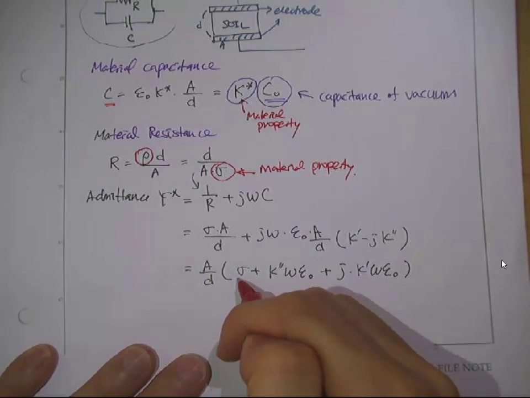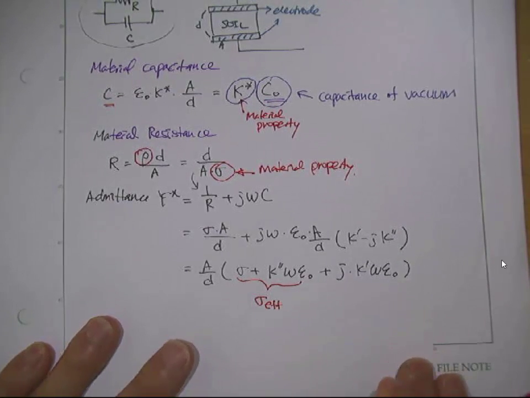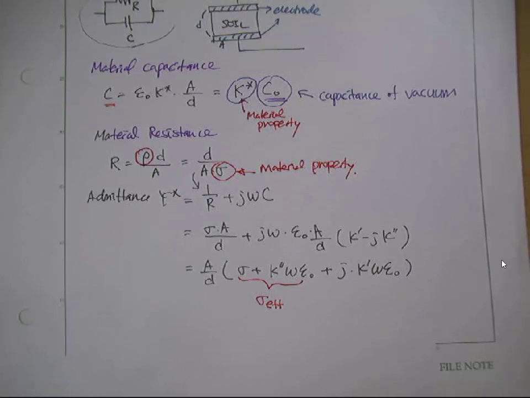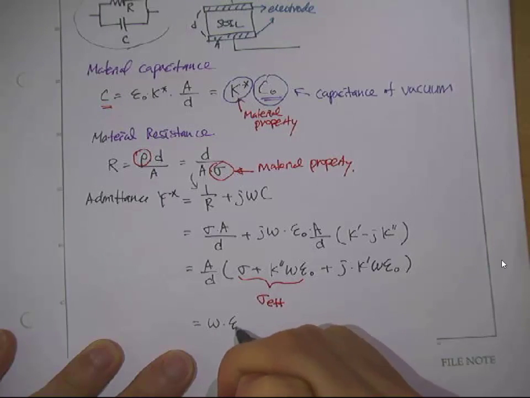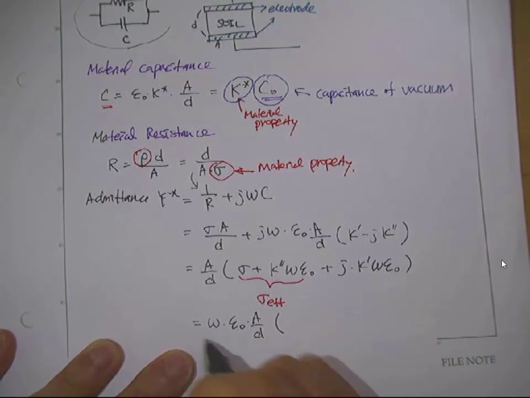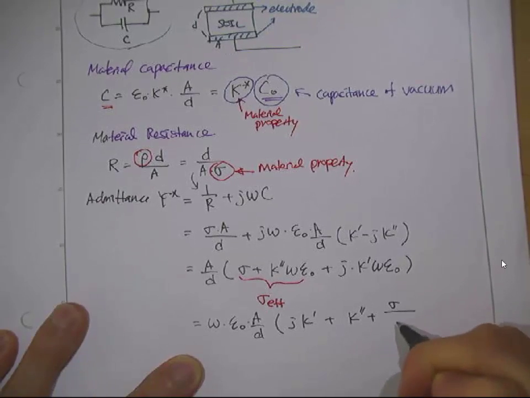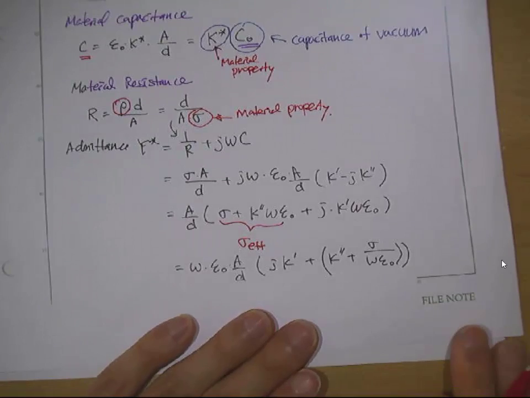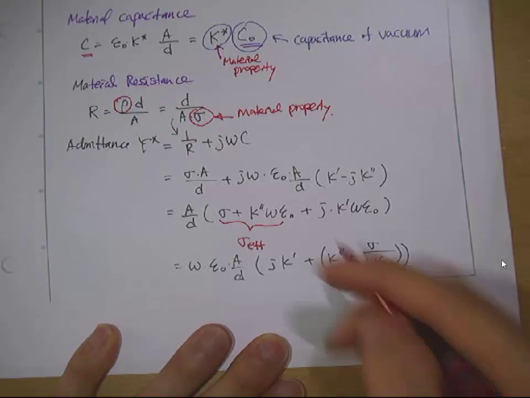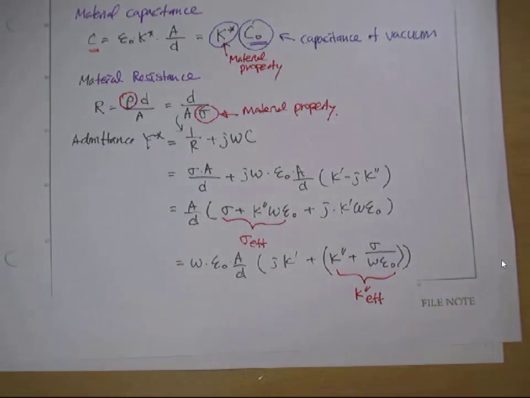So here, this is very familiar. It looks familiar, right? It's the same with the effective conductivity. So if we take out the omega times epsilon and A over D, because these are all constant, then J kappa prime plus kappa double prime sigma and omega epsilon naught. So this is effective imaginary permittivity by the definition.